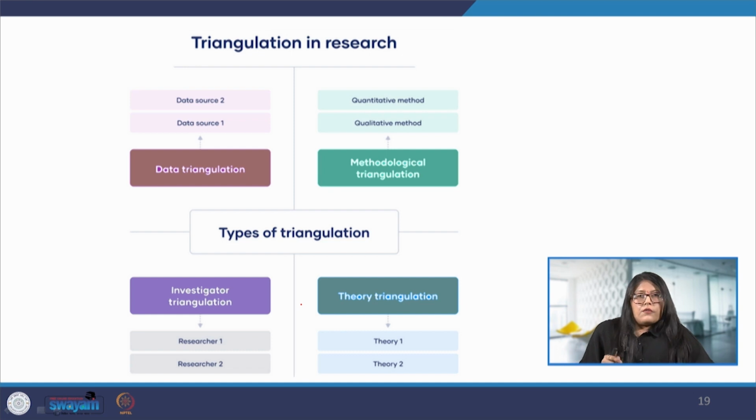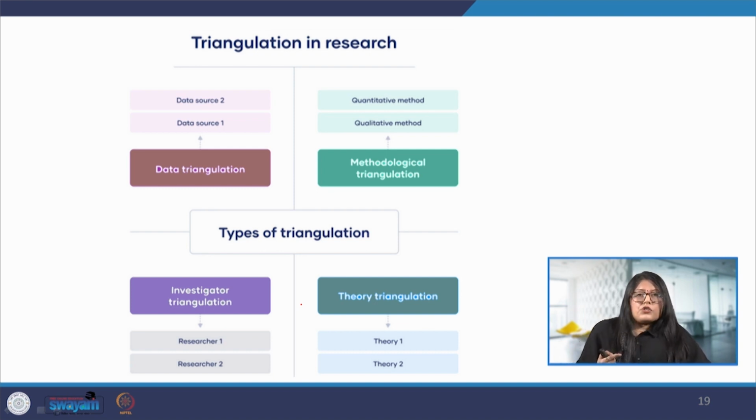In data triangulation, we use multiple data sources to answer our research questions. So, we can vary our data collection across time, space or different people. For example, to understand the purchase behavior of elderly, we can compile and analyze the data from a sample of 200 elderly people in, for example, Roorkee city over a period of 6 months. And we can repeat this experiment with comparable samples in different regions of the country.